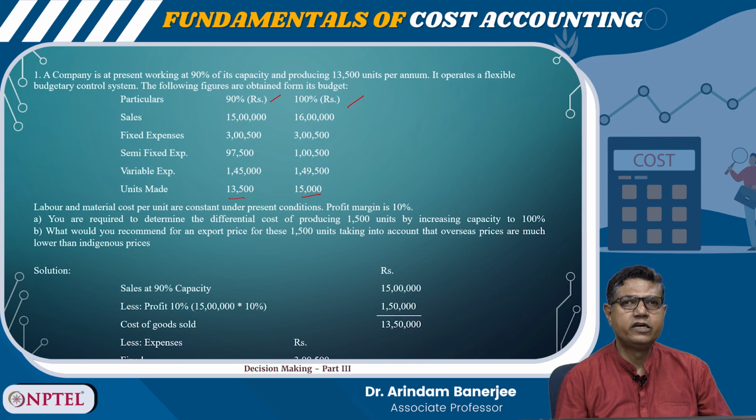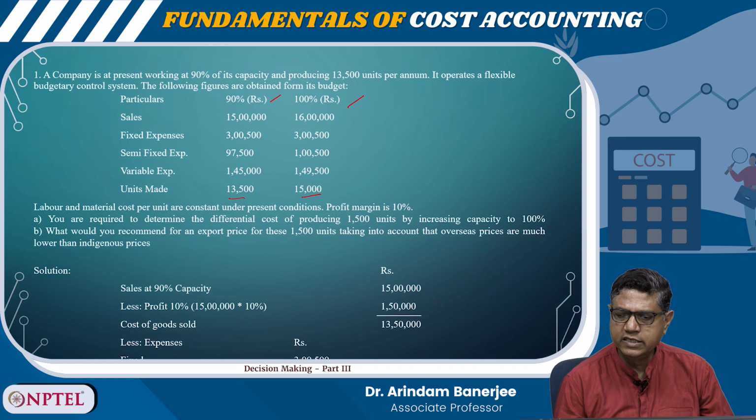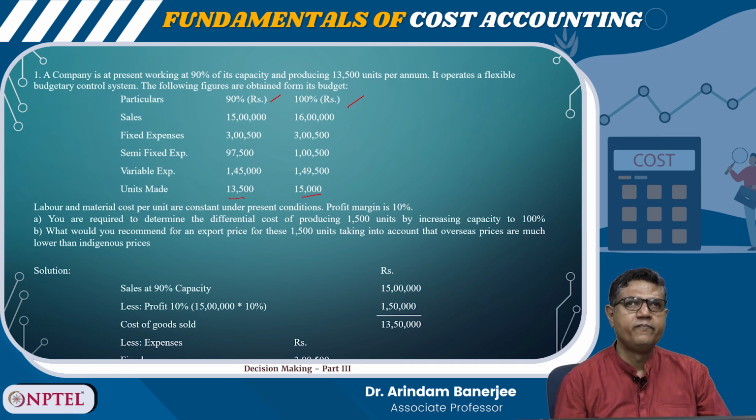You are required to determine the differential cost of producing 1500 units by increasing capacity to 100%. What would you recommend for an export price of these 1500 units, taking into account that overseas prices are much lower than the indigenous prices? So, this is a problem about an export order.